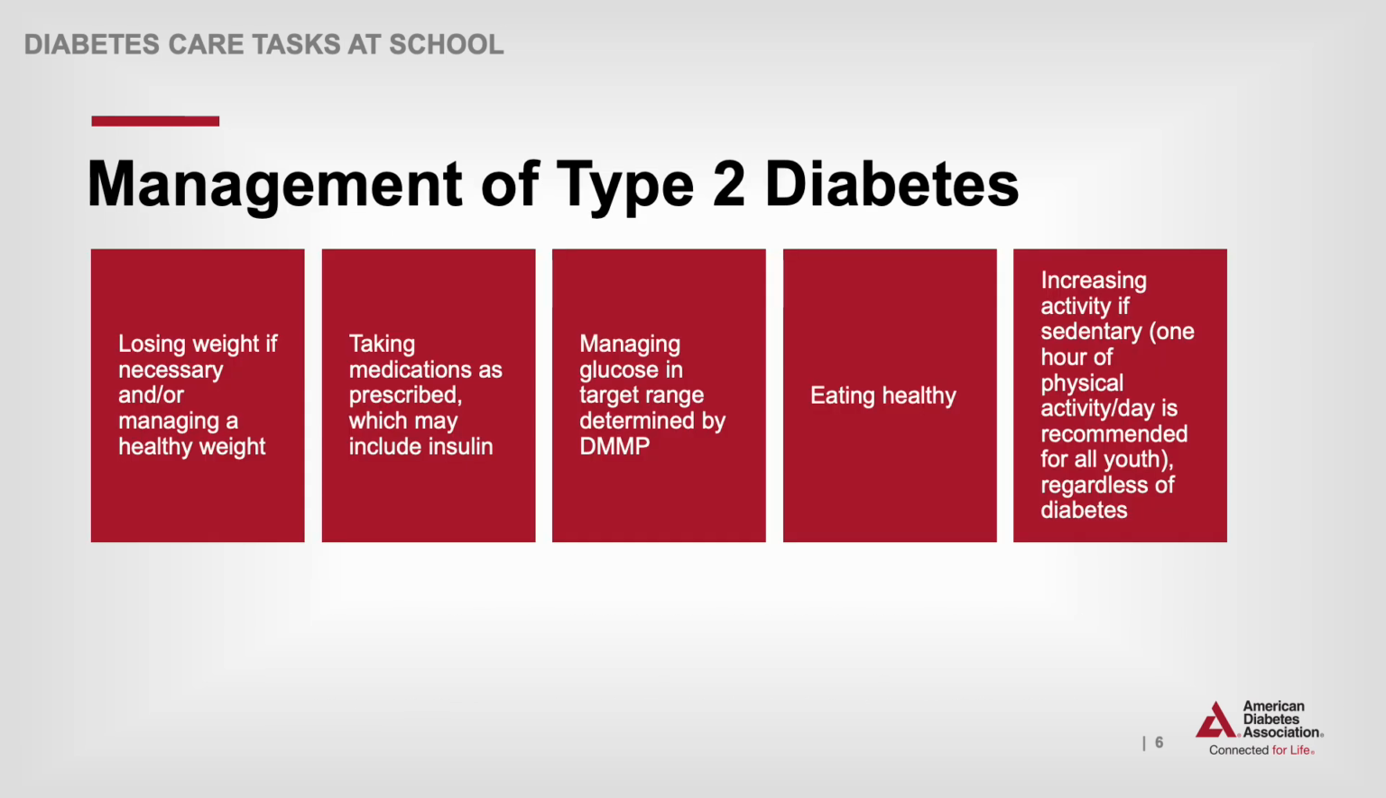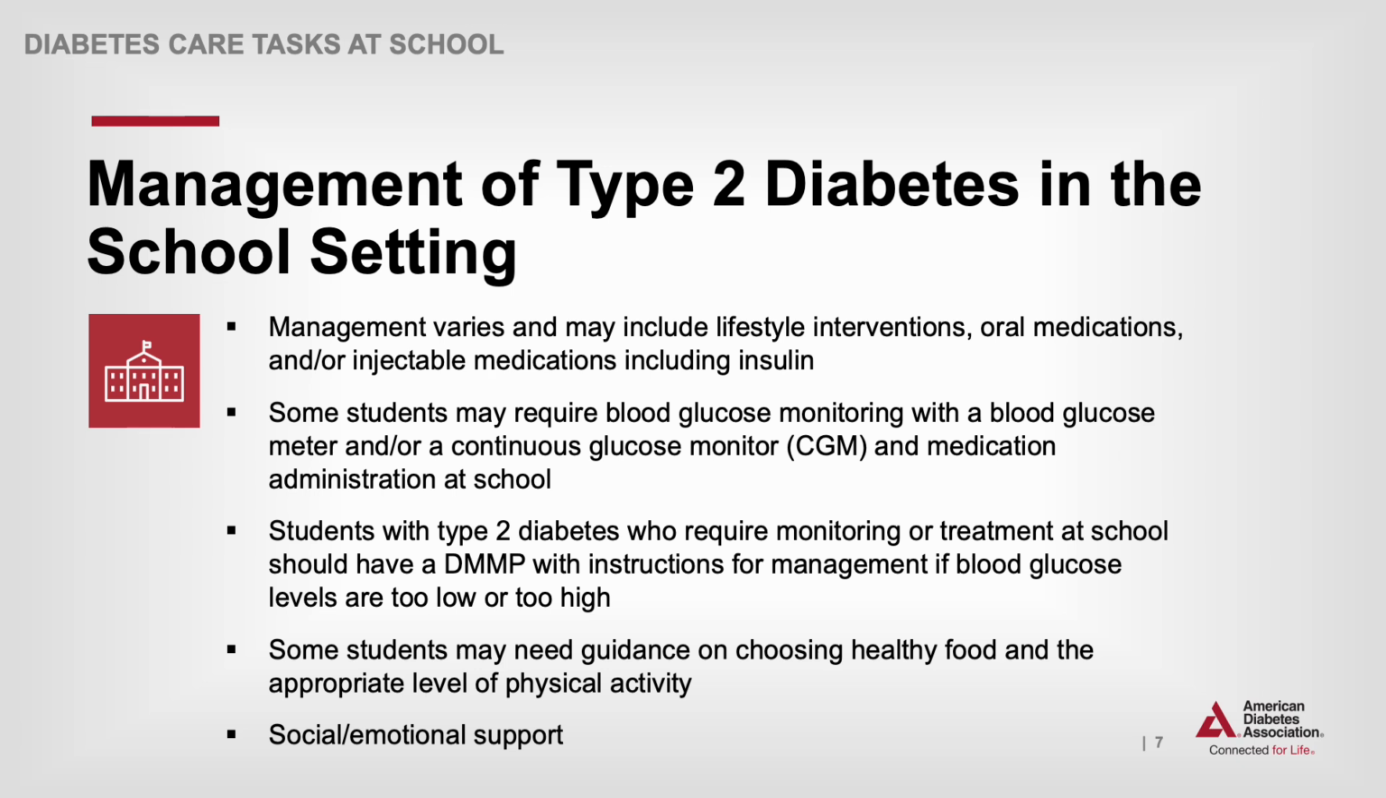A number of measures can be used to keep students with type 2 diabetes healthy and safe. Those include losing weight if necessary and/or maintaining a healthy weight, increasing activity if sedentary, managing glucose in the target range, eating healthy, and taking medications as prescribed, which may include insulin. Type 2 diabetes management at school may include lifestyle interventions, oral medications, and/or injectable medications including insulin.